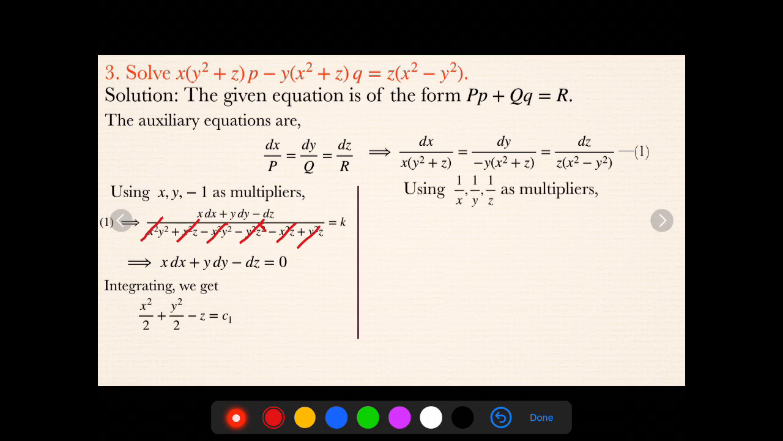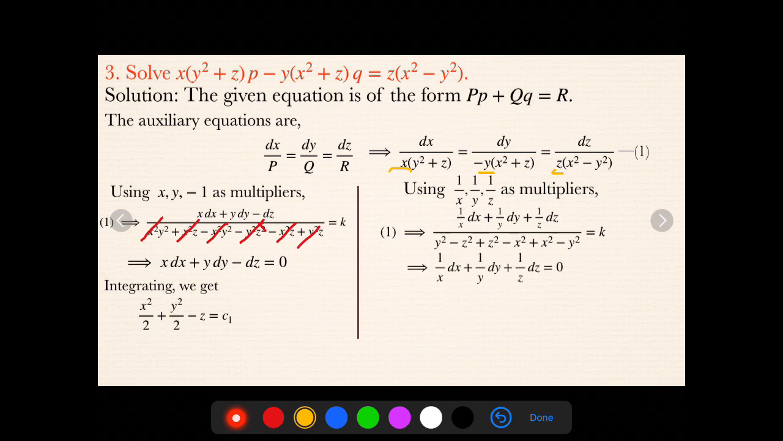So now using 1 by x, 1 by y, 1 by z as a multiplier, as I told earlier: whenever x, y and z are existing outside, meaning x into something plus or minus y into something plus or minus z into something is there, then automatically 1 by x, 1 by y, 1 by z will act as a multiplier. Okay, not for all the problems, but for the maximum number of problems.